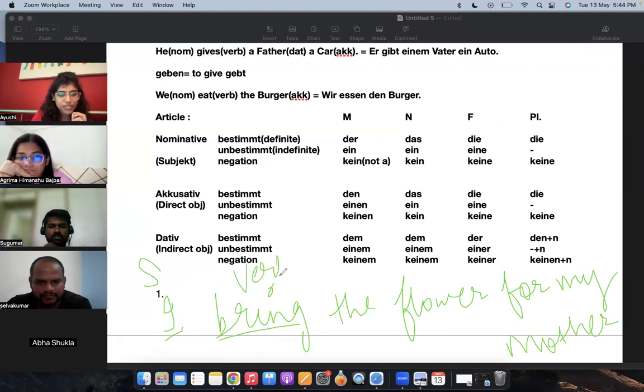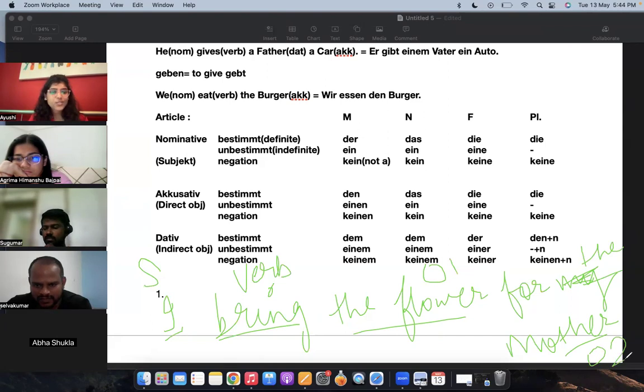All the actions are verbs. Bring is the verb. Then flower, and for the mother. So flower and the mother, there are two objects, right? Yes, flower is object number 1 and mother is object number 2. So yes, we have two objects. Now, which one is a direct object and which one is an indirect object?